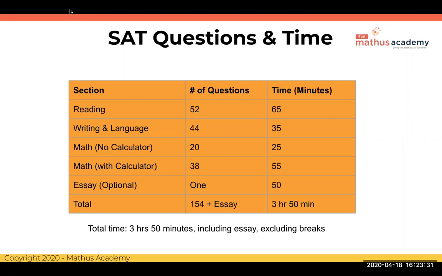And then the third section is math without a calculator, 20 questions and 25 minutes. The last one is math with a calculator, 35 questions and 55 minutes. So in math, you roughly get about 75 seconds per question, a little bit over a minute. All sections typically start with easier questions first and gradually get harder, except reading, because reading is passage after passage. It's not necessarily structured that way, but all other sections are.